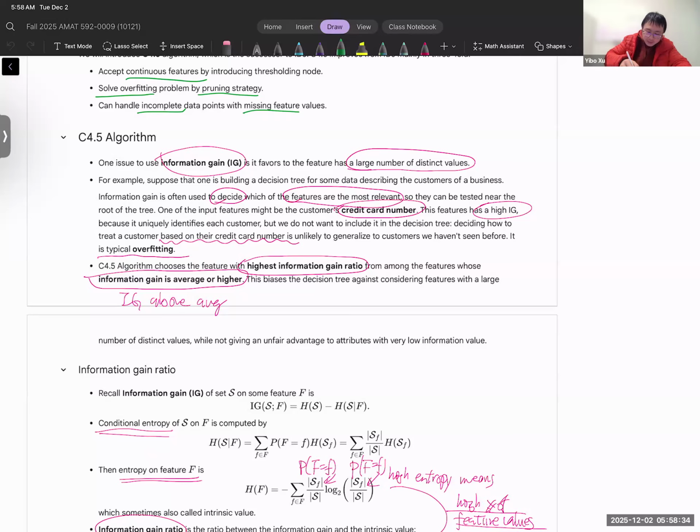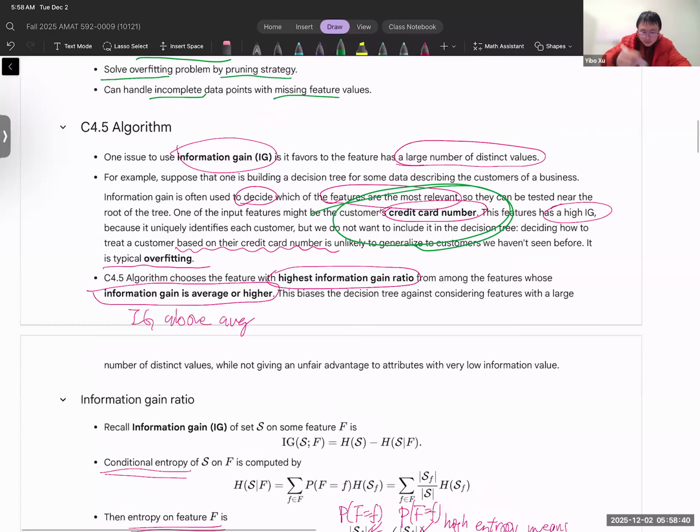For the example here, if you want to learn things about the financial information of a lot of customers, you don't really want to get credit card information that is specific to every individual. That's definitely very informative, right? But it's not really important as a feature as to what you try to learn.